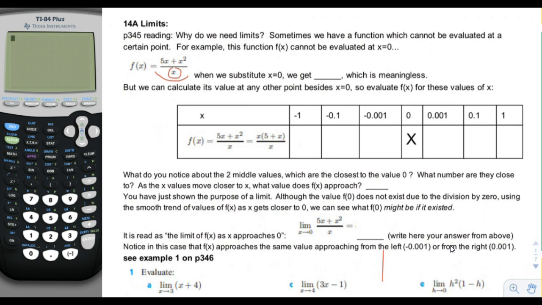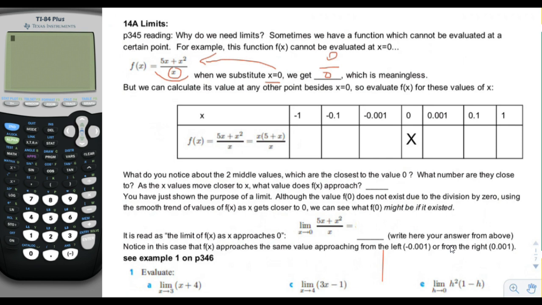So when we substitute x equals 0 into this expression, what happens? We end up with 0 on the bottom, of course, and what do we end up on top? Also 0. Okay, 0 over 0, which has no meaning in math. Okay, moving on. But we can calculate its value at any other point besides x equals 0. So evaluate f of x for these values of x.